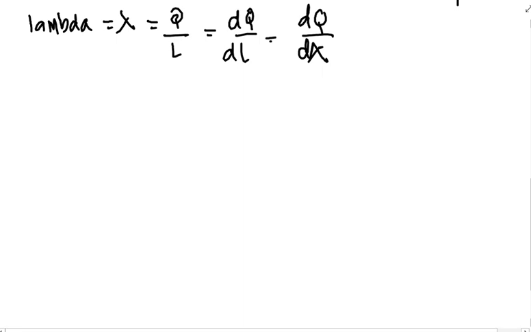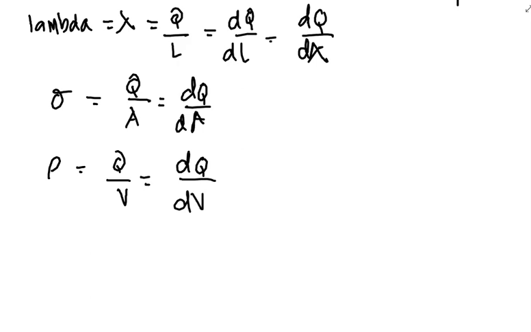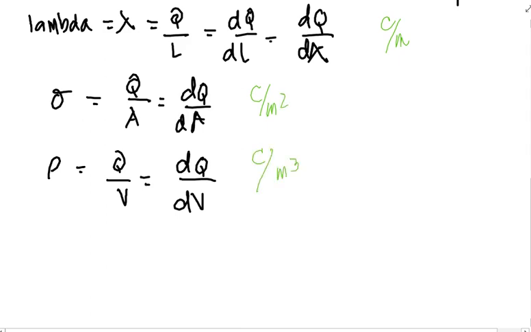So also we will have this one which is equal to your charge per unit area or your dq all over dA. And we will have your rho, which is equal to your charge in a specific volume or your differential charge in a differential volume. This one, take note that this is equals to column per meter. This one is column per meter squared and this is column per meter cube.